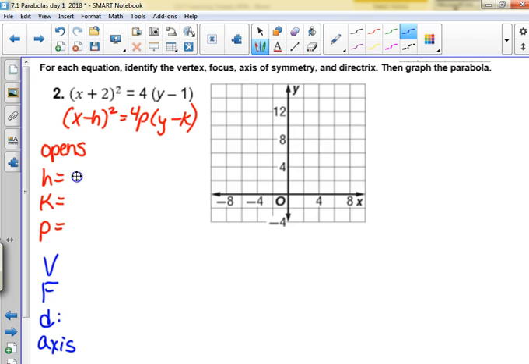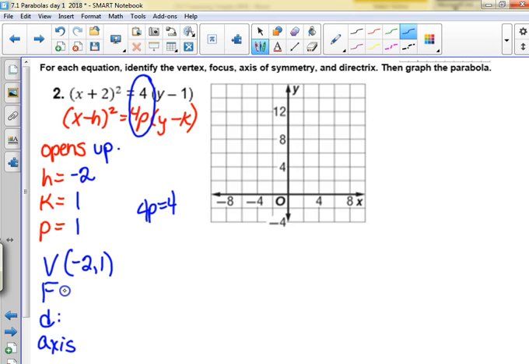All right, what's h, guys? Negative 2. k, positive 1. So the vertex is at negative 2, 1. P is... 4p equals 4, so P is 1. Okay, if P is positive and it has an x squared, according to our sheet, it opens up. Does everybody get that? The x was in the squared one, right? So it's got to open up or down. The P is positive, so it opens up.